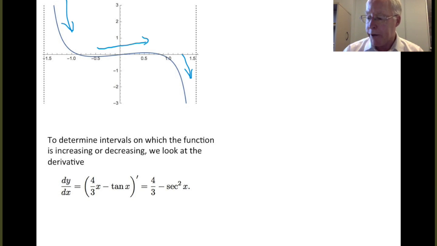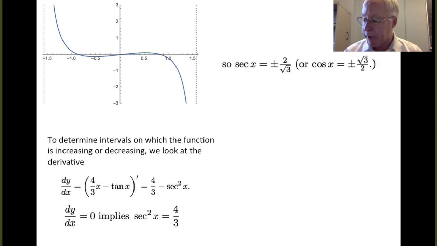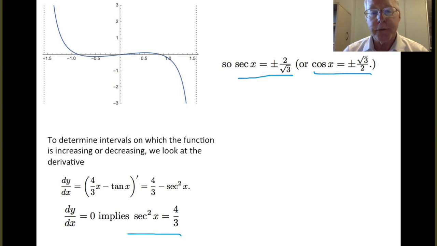So let's take a look at dy dx. Differentiate 4/3 x minus tangent x, and we get 4/3 minus secant squared x. If we want to find out where the derivative or any function is positive and negative, the first step is to find out where that function is 0. So where does dy dx equal 0? Well, setting the derivative equals 0 gives us secant squared equals 4/3. So secant will be plus or minus 2 over root 3. Or if you're more comfortable with cosine, we can write cosine is plus or minus root 3 over 2. Now here's where the domain becomes important. Let's again take a look at the unit circle.